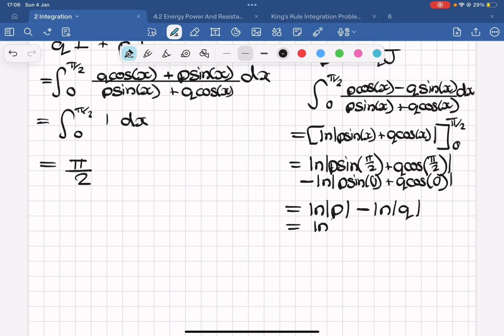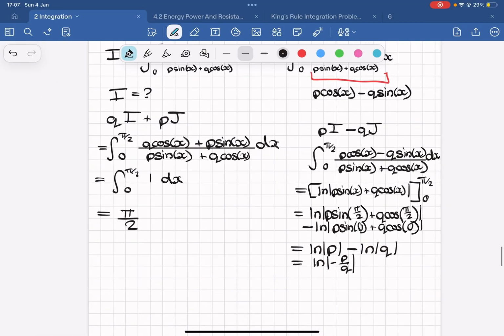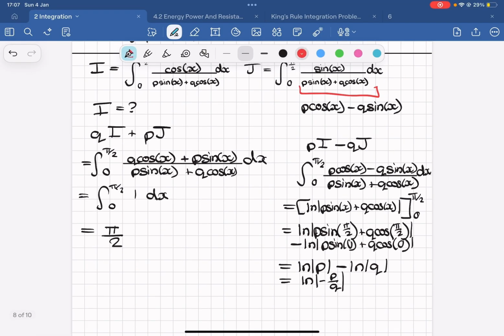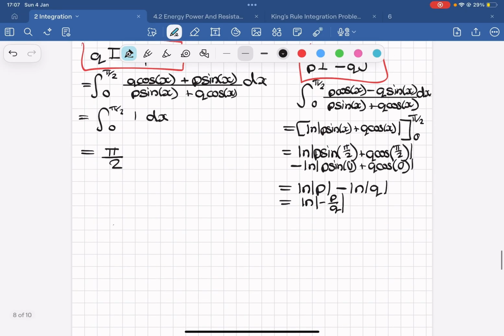And using laws of logs, we have ln minus pi over q as our simplified expression. Now, we need to use these two expressions here to form I. If we simply add or subtract, we've still got both our j terms. Why is this? Because p plus q, p minus q, does not make our j term disappear, neither does subtracting them.